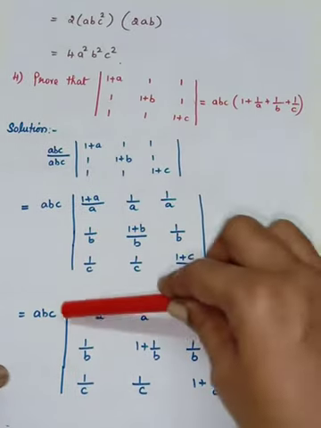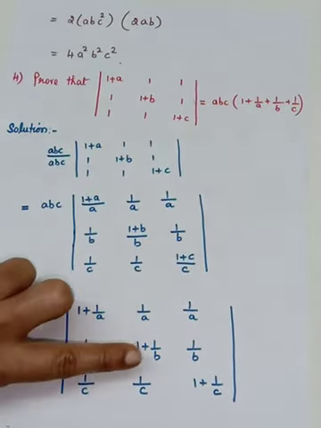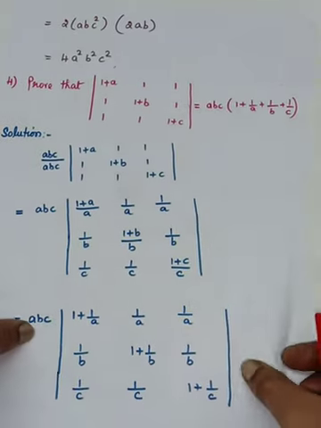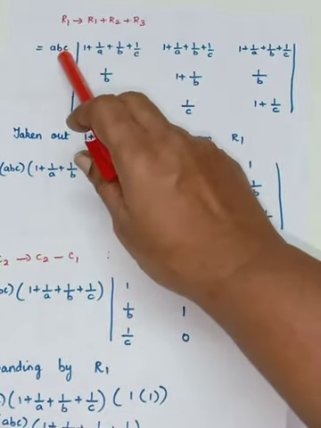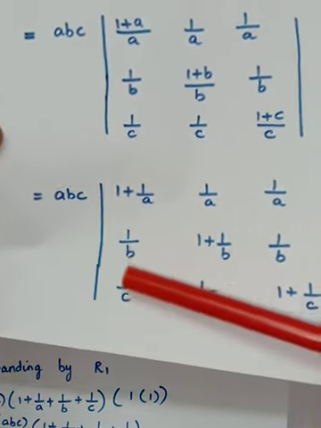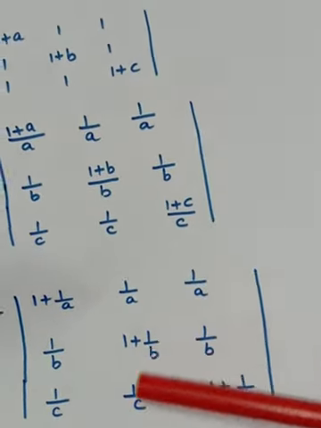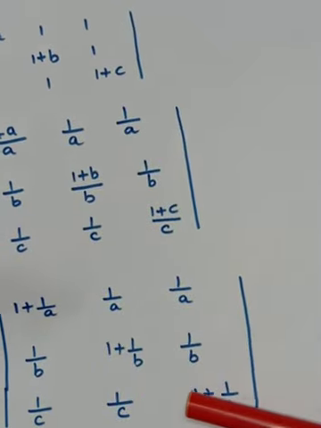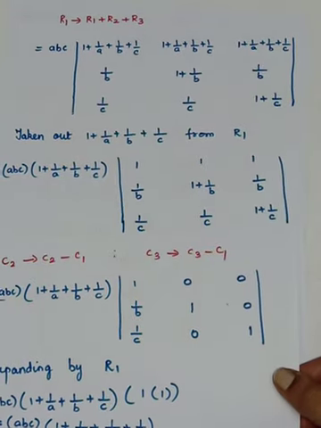R1 implies, you are going to write the answer in R1. R1 implies R1 plus R2 plus R3. Okay, so see now here you will have ABC. I have used the transformation R1 implies R1 plus R2 plus R3. See now 1 plus 1 by A plus 1 by B plus 1 by C. Here also you see that 1 plus 1 by A plus 1 by B plus 1 by C. Here 1 plus 1 by A plus 1 by B plus 1 by C. So in R1 you will get this term. So the elements of R1 are same.